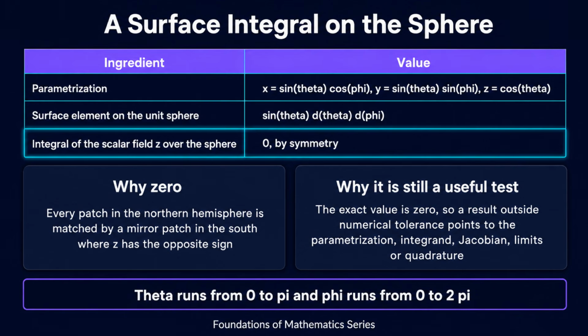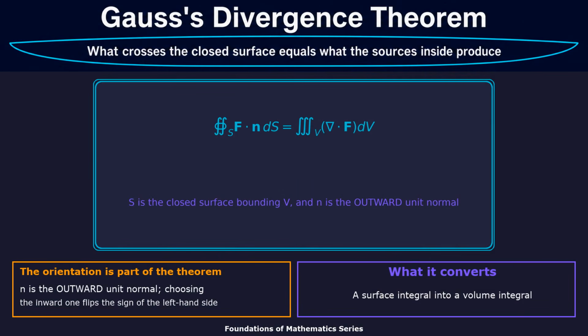That makes it a cheap but effective test case, because the exact answer is 0, and you know it in advance. A correct routine will still return a small non-zero number because of rounding and quadrature error, so judge the result against a tolerance rather than against literal 0. A value well outside that tolerance points to a problem in the parametrization, the integrand, the Jacobian, the limits, or the quadrature settings. Now the second theorem, and the one with the most physical mileage.